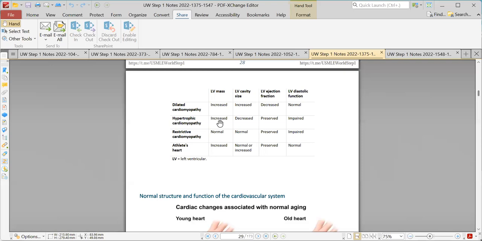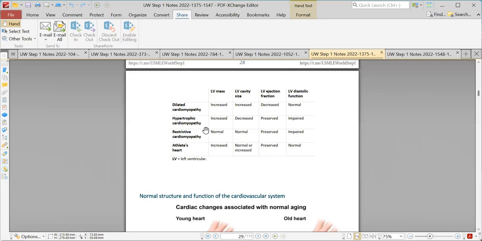But in HOCM, what happens? Left ventricular mass is increased, but all the other things are impaired here. Left ventricular size is low. Ejection fraction is preserved, but diastolic function, relaxation, is impaired here, right? In dilated cardiomyopathy, all the chambers are really increased. Thinning is there, with an increase in the cavity size. Left ventricular mass is increased. Left ventricular ejection fraction is decreased. Left ventricular diastolic function is normal.